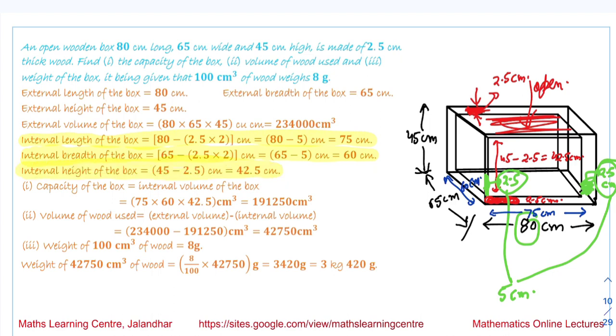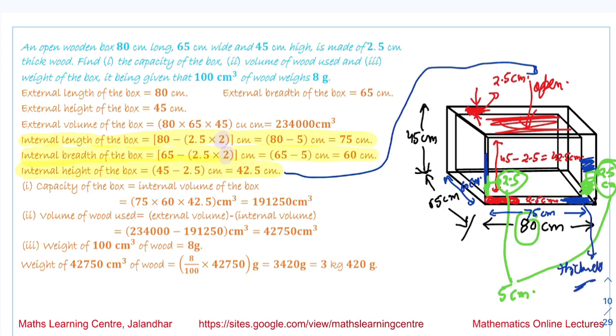It is important to note that we have multiplied the thickness by 2 for length and breadth, but not for height, because on the top the box is open. For length and breadth, the thickness is there on both sides, but for height, only the bottom has thickness. So these are the external length, breadth and height, and these are the internal length, breadth and height.